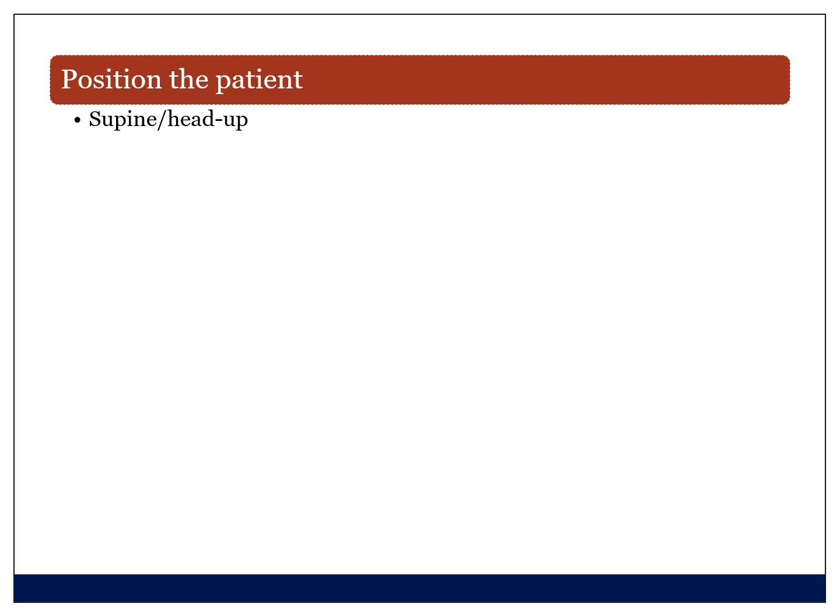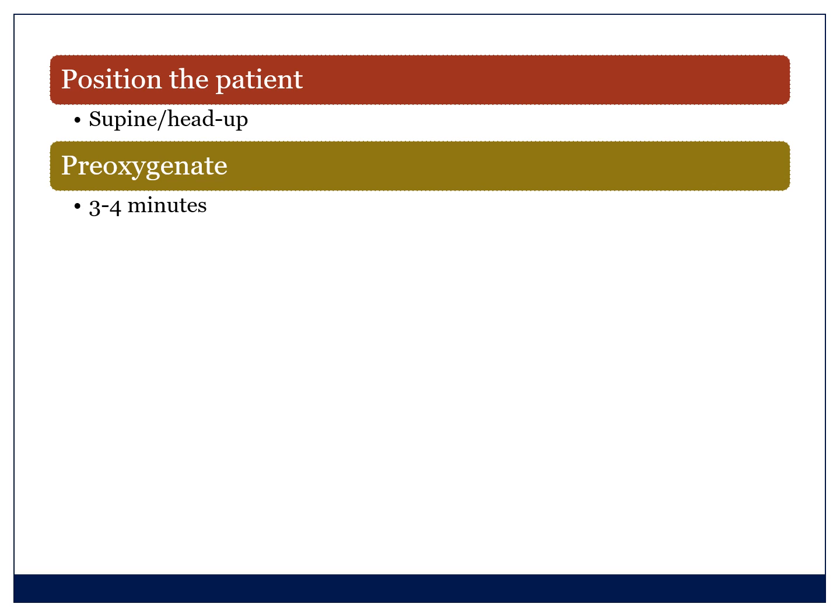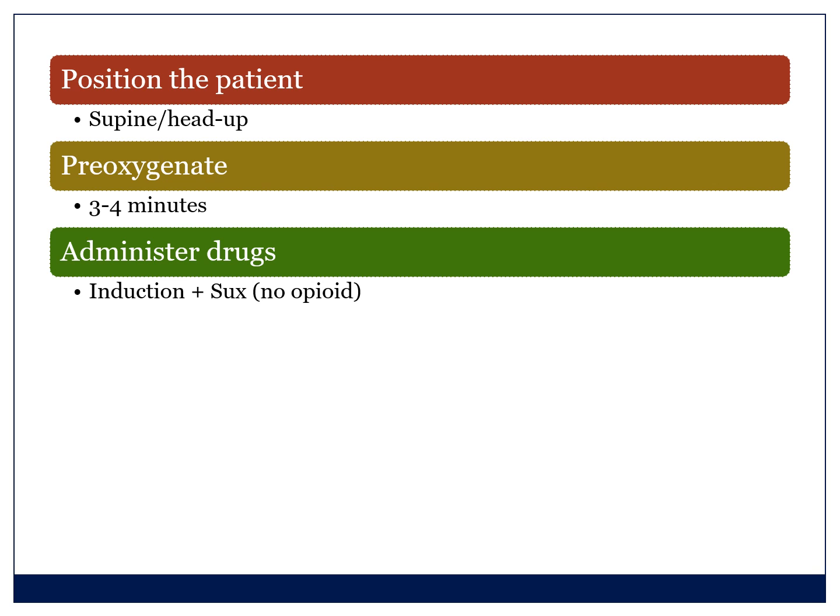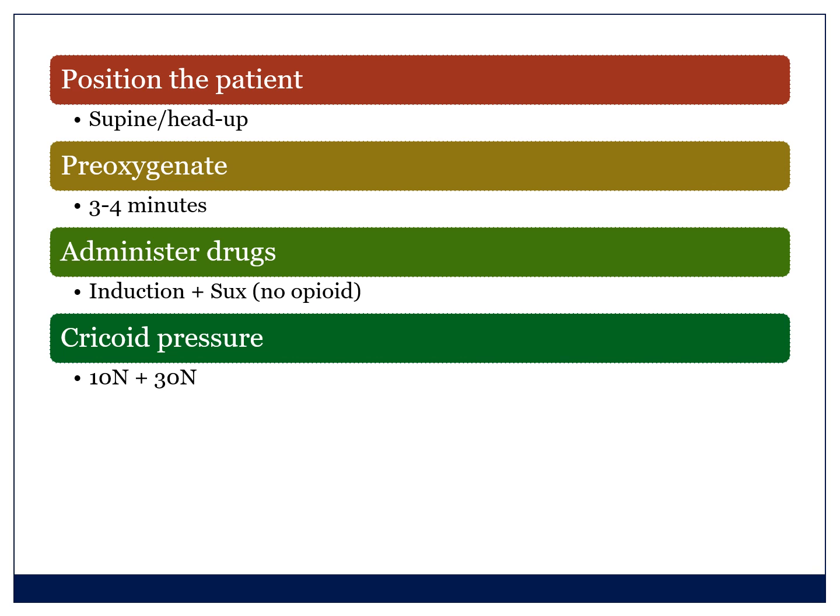So this is the classic rapid sequence. You position the patient supine or head up. You pre-oxygenate for 3 to 4 minutes to get an end-tidal oxygen of between 80 and 90%, or you use 8 vital capacity breaths, but pre-oxygenate well, very, very important. You administer your drugs in rapid sequence, induction agent followed by succinylcholine, and you don't use an opioid for traditional rapid sequence. You apply cricoid pressure at 10 newtons of force, 1 kilogram, before the drugs are given, and once the patient is asleep, you increase that to 30 newtons or 3 kilograms of force.